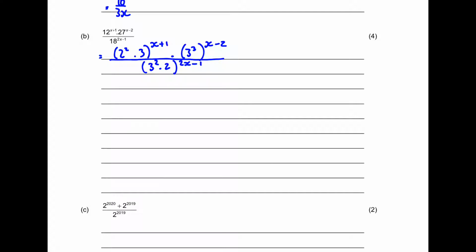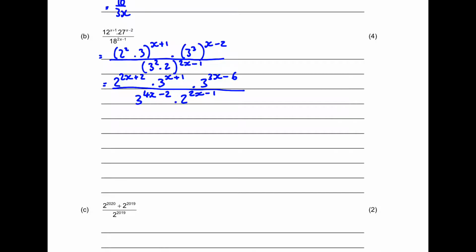Okay, now let's distribute those exponents into the exponents on the inside of the bracket. Right, so at the top, we have 2 to the power of 2. That 2 gets multiplied to the outside x plus 1. Right, so 2x plus 2. Then the 3, remember, has an exponent of 1, so that gets multiplied to x plus 1. Then lastly at the top, we have 3 cubed, so 3 to the 3x minus 6. In the denominator, we start with the 3. So 3 to the 2 becomes 3 to the 2 times 2x, which is 4x. And 2 times minus 1 is minus 2. Times 2 to the 2x minus 1.